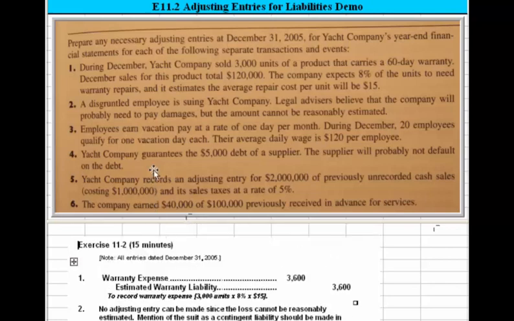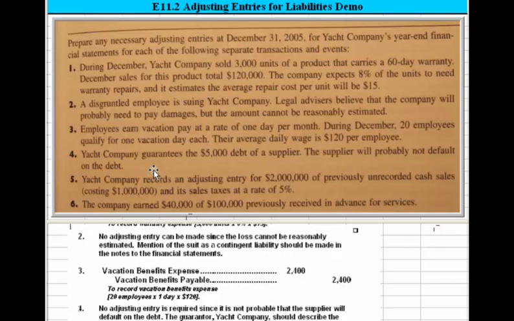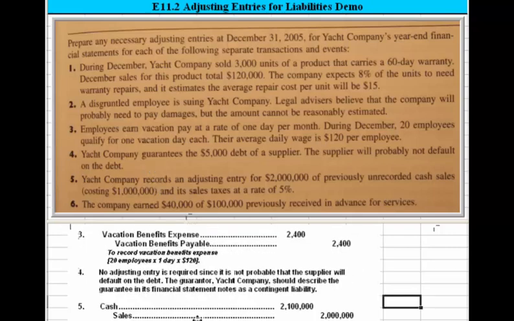Yacht Company guarantees $5,000 debt of a supplier. The supplier probably won't default on the note. Okay, what do we do here? Well, we don't record any adjusting entry. Since it's not probable that the supplier will default, there's nothing to record. Now the guarantor, Yacht Company, should describe the guarantee in its financial statement notes as a contingent liability.